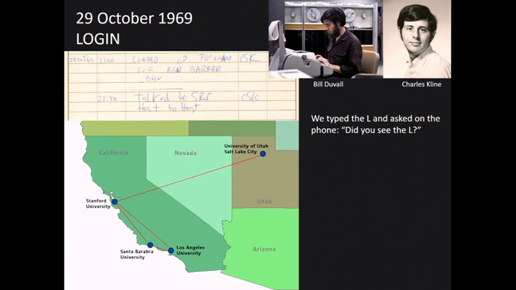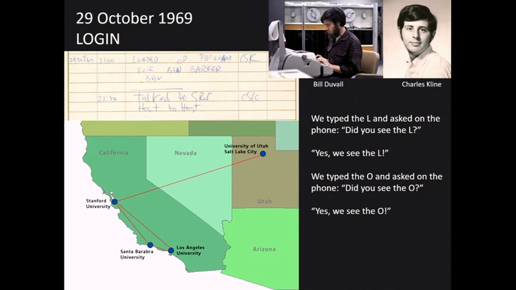So they typed in a letter in Los Angeles and they said, "Did you see the L?" And they got a reply saying, "Yes, excellent, we see the L." So they typed the O and they asked on the phone, "Did you see the O?" And the reply comes from Stanford saying, "Yes, we see the O." It's already 2 letters. So then they typed the G and the system crashed.